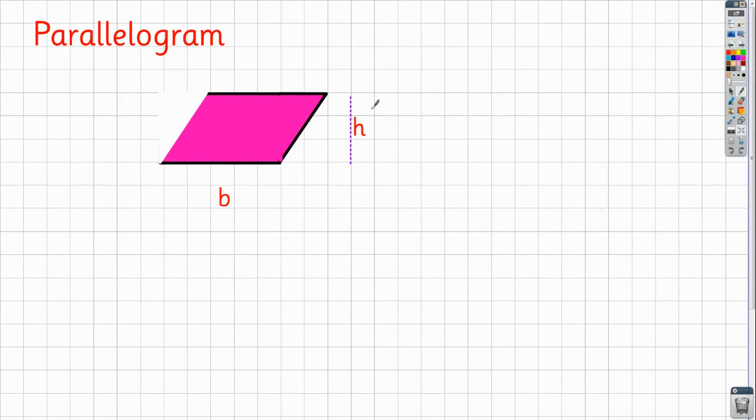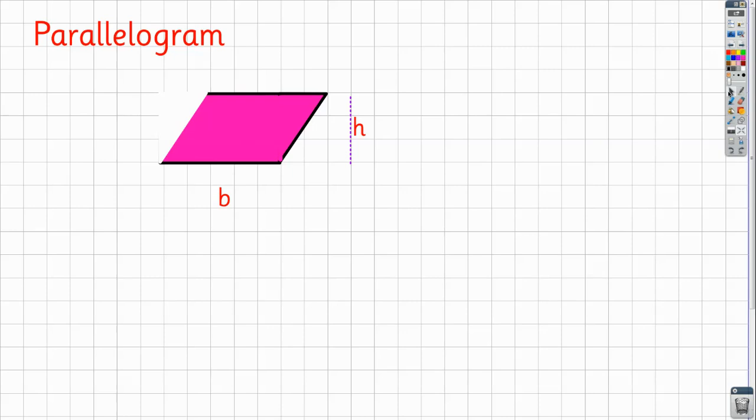Okay, our next shape that we need to be able to find the area of is a parallelogram. Now, a parallelogram is a shape made up of two pairs of parallel sides. So these two sides here opposite each other are parallel, and the same with these two. That means they're going in the same direction. Also, the sides opposite each other are equal in length.